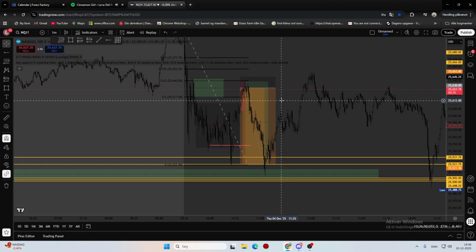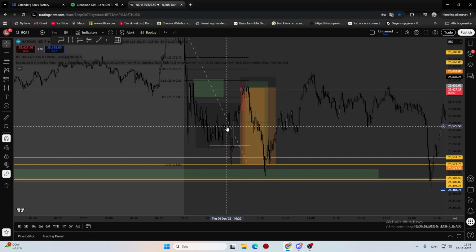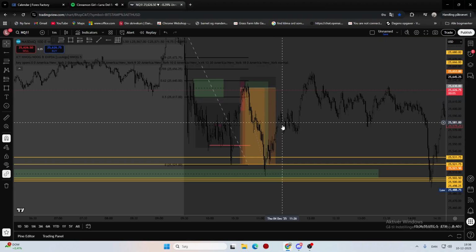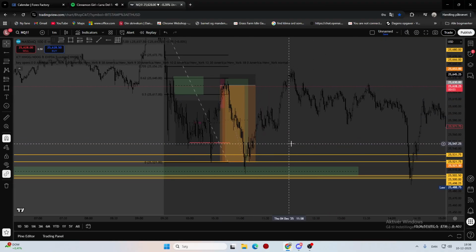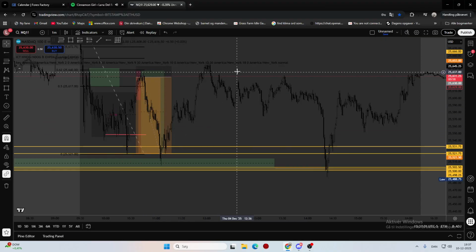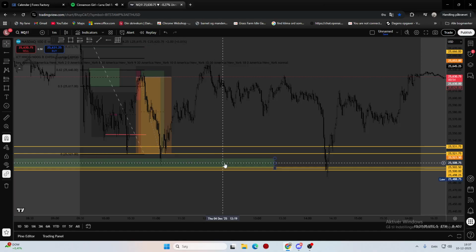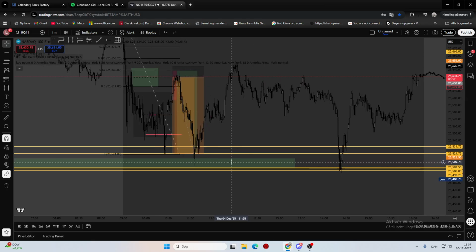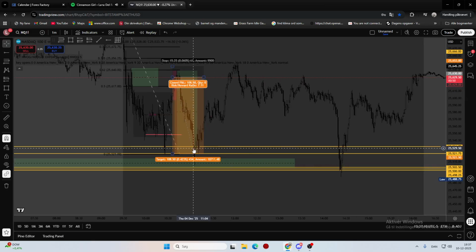That's basically how we use the accumulation, manipulation, distribution model combined with engineered liquidity. As you see, after we make a quick move up, tapping into this 1 minute rejection block, and then we take it after we created another engineered liquidity.